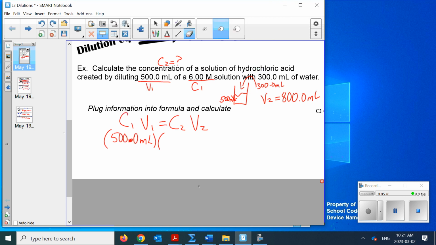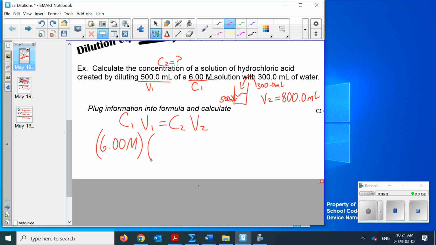Let me just erase that. I hate the decimal, and it doesn't matter the order you multiply things in, but I might as well keep 6.00 moles per liter of HCl. Volume initially is 500. I'm going to keep it in mL. If you want to change it to liters, you can, but I'll show you why you don't have to.